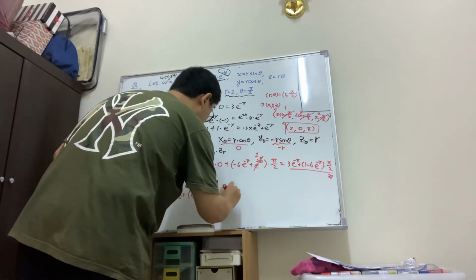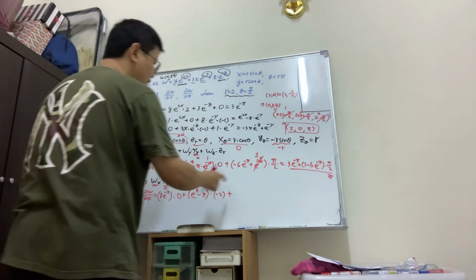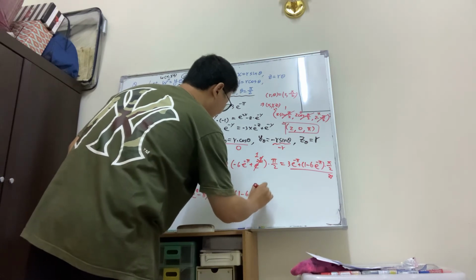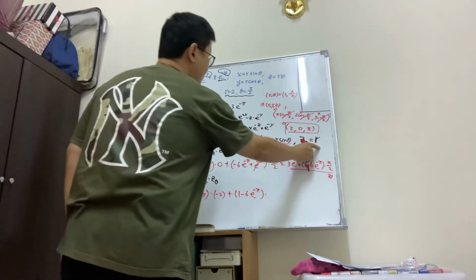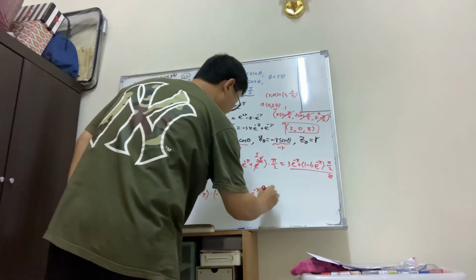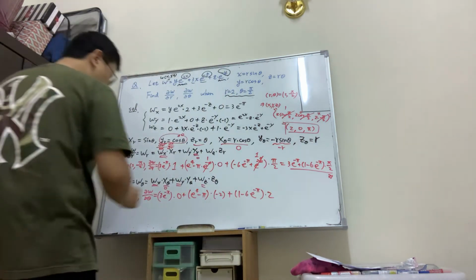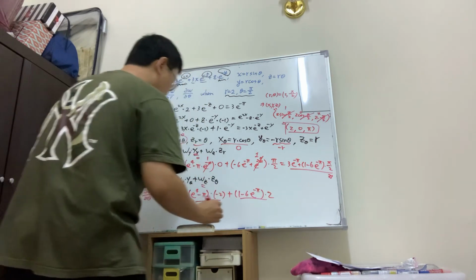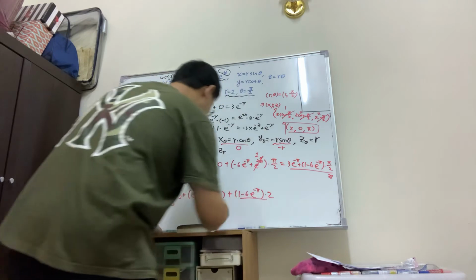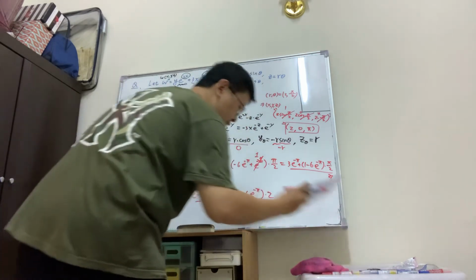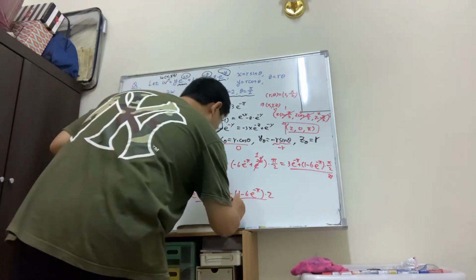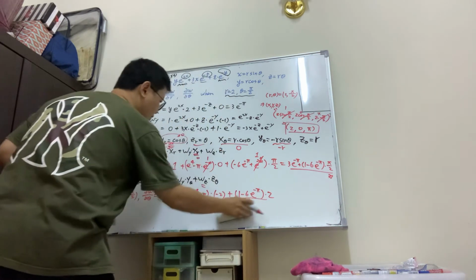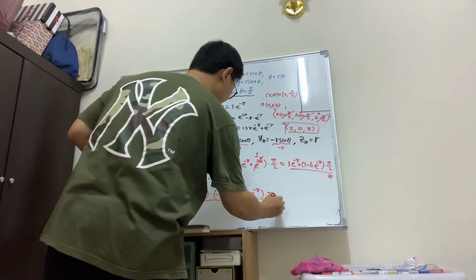Plus wg, this one, is 1 subtract e to the power negative pi, times g theta, which is this one. And the r is 2, so it times 2. And this term is 0, this term is 0, so we just have these two terms, their sum. So finally it's equal to just their sum. Okay, so that's all.